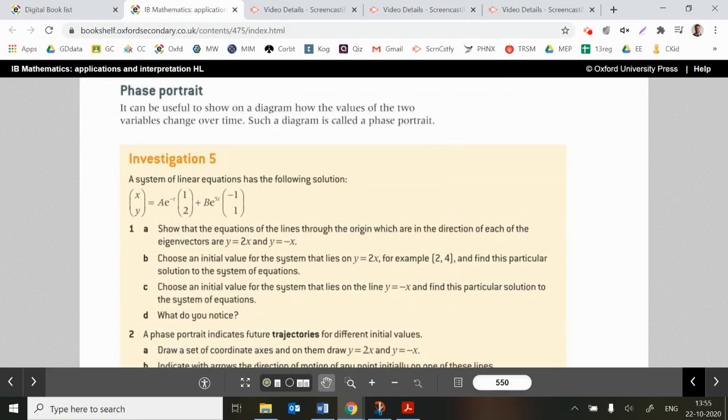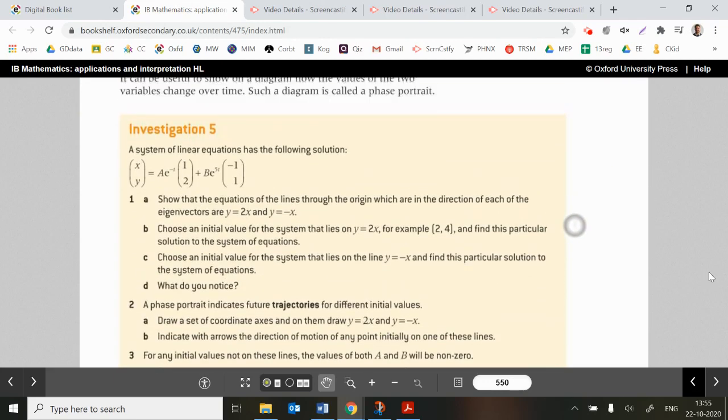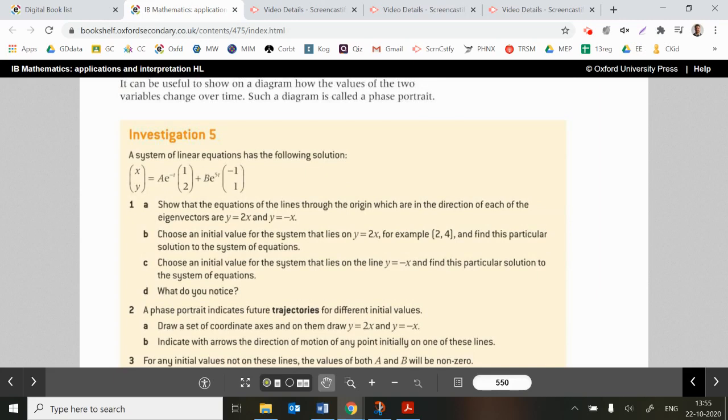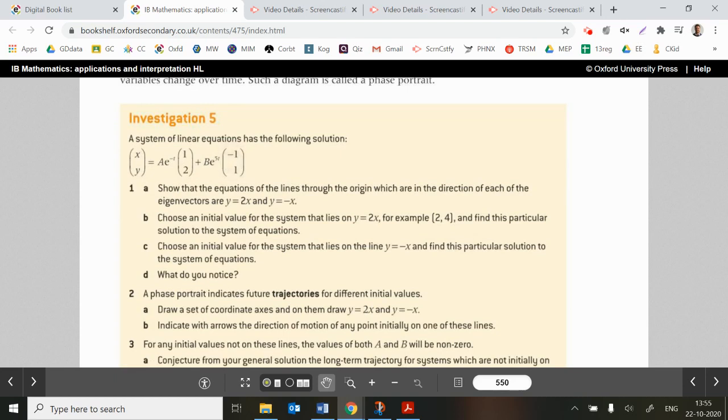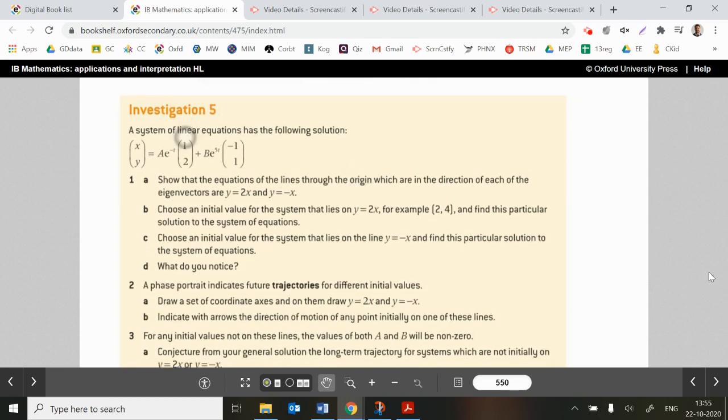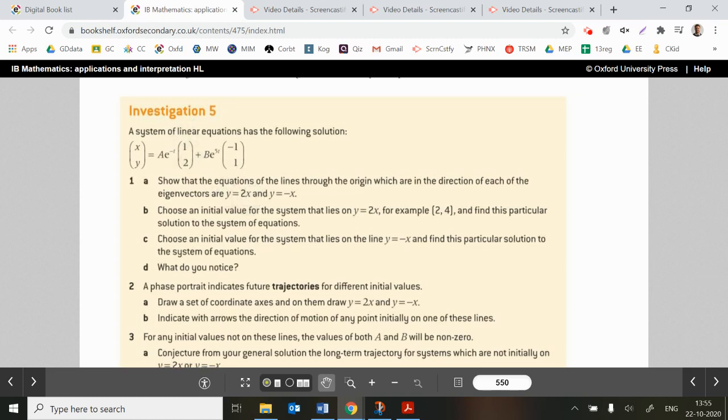Now, I'm not going to take the investigation too far. They come up with two examples, and I'm just going to show you how this is working. So I've taken this original one here and made a copy of it, and it says, show the equations of the lines through the origin in the direction of each of the eigenvectors. All they're really talking about there is that the eigenvectors 1, 2 and minus 1, 1 can be changed into these equations through the origin.